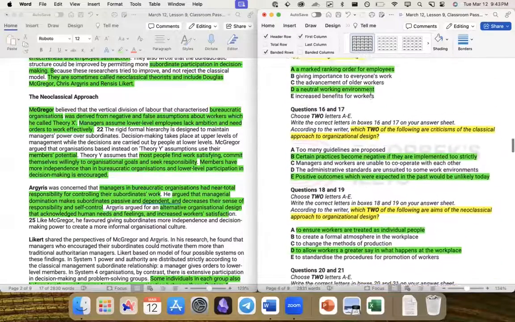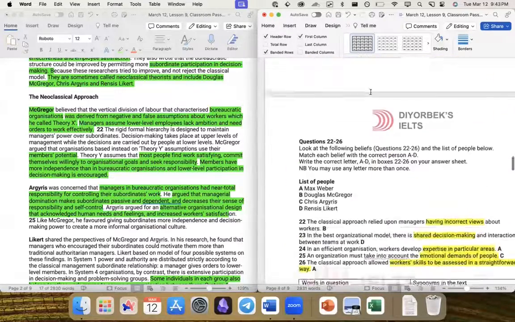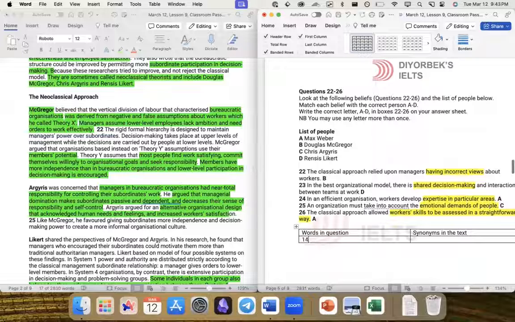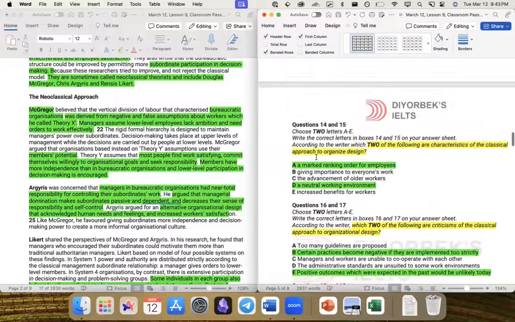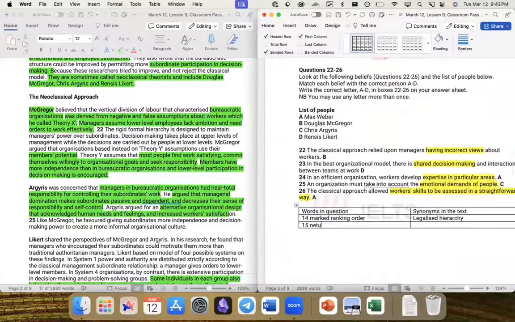So the first one, marked ranking order, 14. I think it was legalized hierarchy, right? 15. And then there was neutral working environment. Neutral working environment was a synonym for impersonal climate.